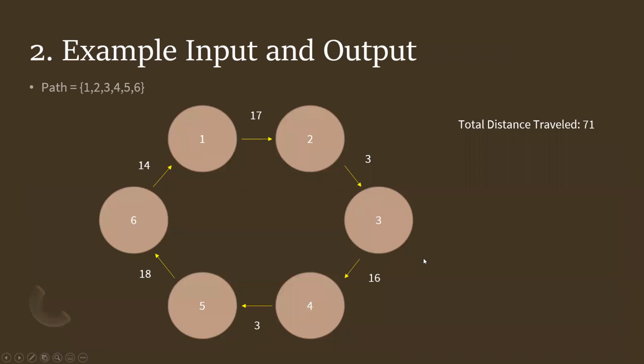Using this example distance matrix, I have an example input here. We just follow the naming convention where we go from 1 to 6 because we need to visit every city 1 through 6. So you go 1, 2, 3, 4, 5, 6, as you can see here, and adding up the distance between each one of these points, your total distance traveled is 71 miles. So your input is going to be the path array or the order of destinations, and then your output is going to be the total distance traveled.